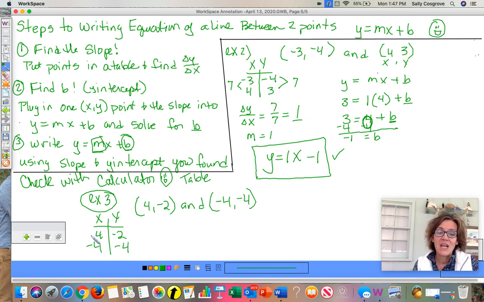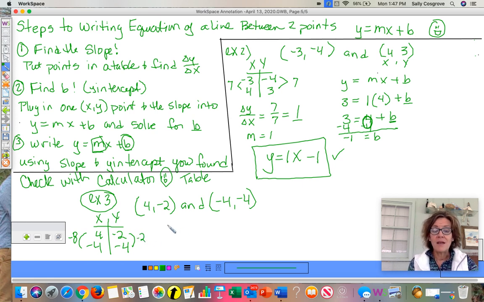I can find the change in x from 4 to -4. Am I increasing or decreasing? I'm decreasing, so you know you have to subtract to decrease. From 4 down to -4, that's down 8. Another way to check is -4 minus 4, and that's -8. From -2 to -4, that's down 2. Another way to check, -4 minus -2 is -2. What's the difference between -2 and -4? Down 2.